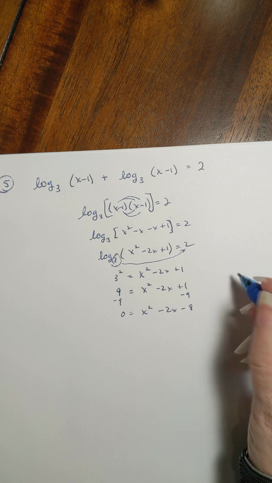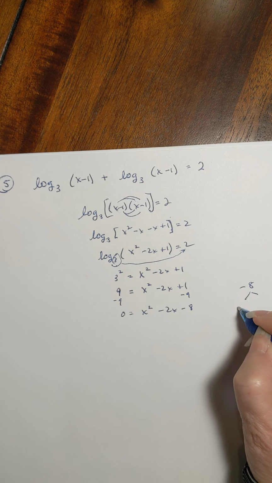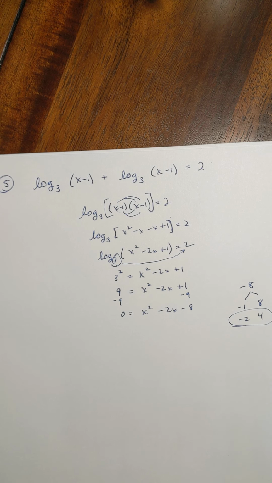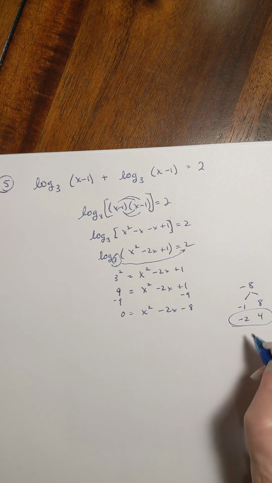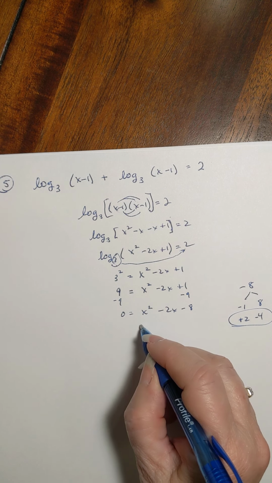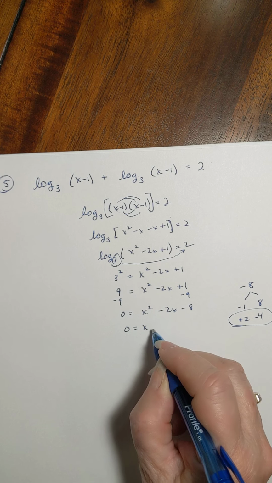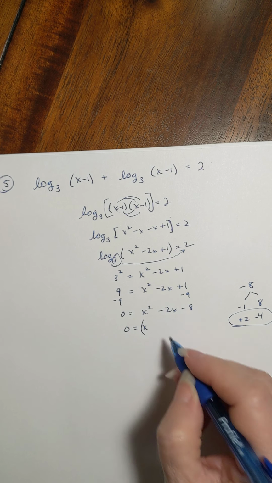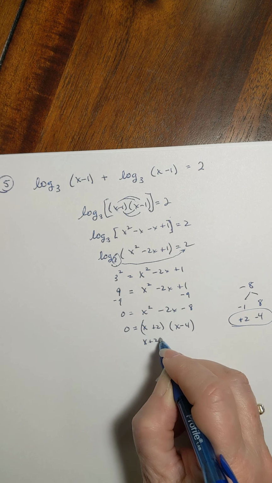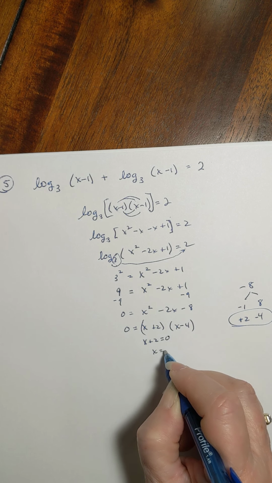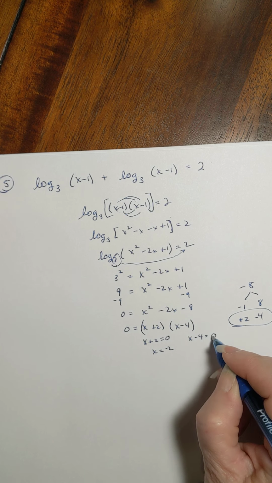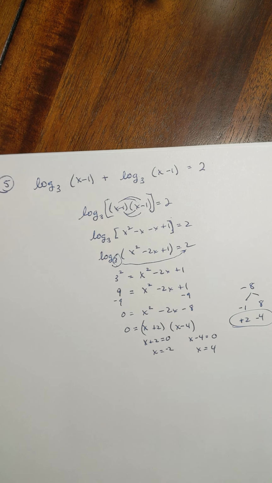So now I'm going to look at the factors of negative 8. That's negative 1 and 8, negative 2 and 4. So negative 2 and 4 give me 2. I want negative 2, so that means change both of the signs. And so this is going to be 0 is equal to x plus 2 times x minus 4. So if x plus 2 equals 0, subtract the 2, you get x equals negative 2. If x minus 4 equals 0, add the 4, x is equal to 4.